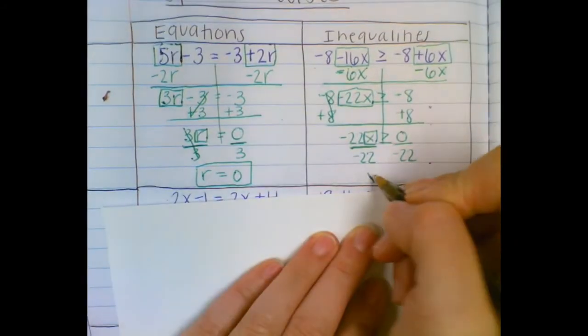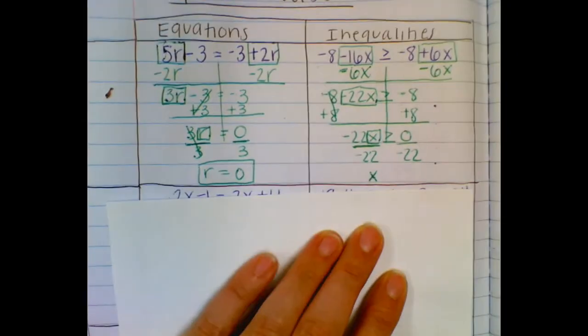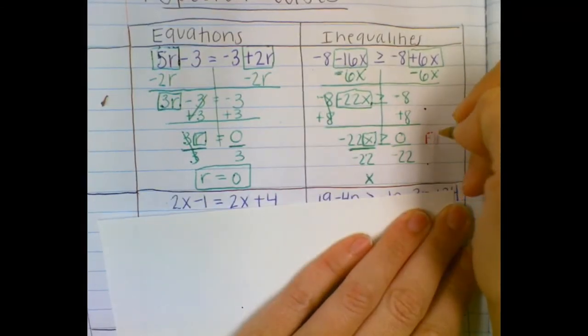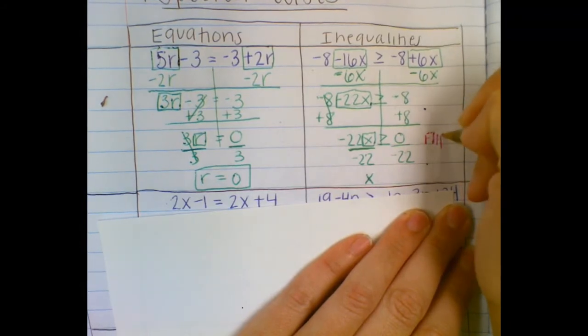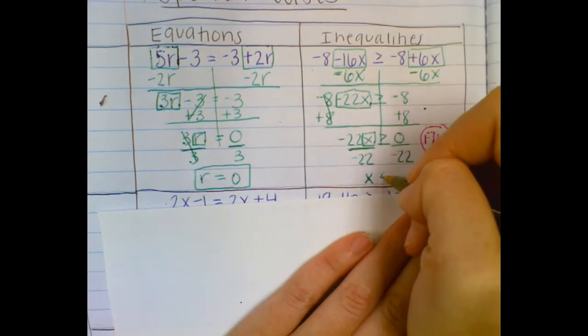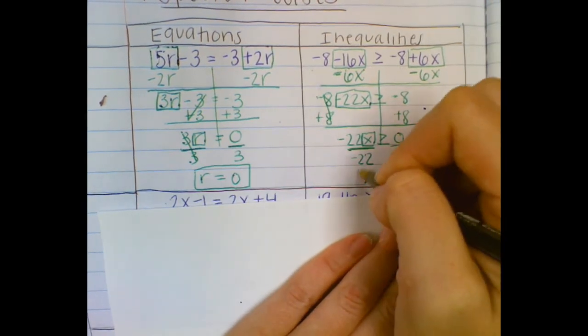So I get x. Now remember, I divided by a negative. That means I have to flip the sign because I'm dividing by a negative. So this now becomes less than or equal to 0.